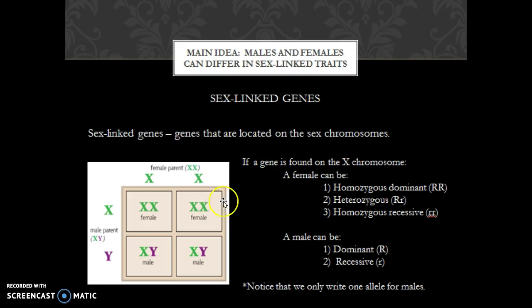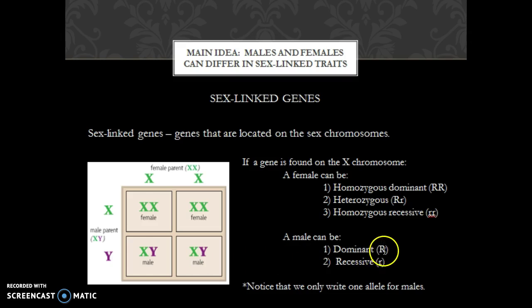And once again, we're talking about genes found only on the X chromosome, genes that are not present on the Y chromosome whatsoever. How does that compare to males? Well, keep in mind males only have 1 copy of that X chromosome. So, a male could on this X chromosome have the dominant allele, R, or they could have the recessive allele, little r. Notice that the genotype for a male, for any trait found on the X chromosome, is only going to have 1 letter, and it's going to be dominant or recessive.